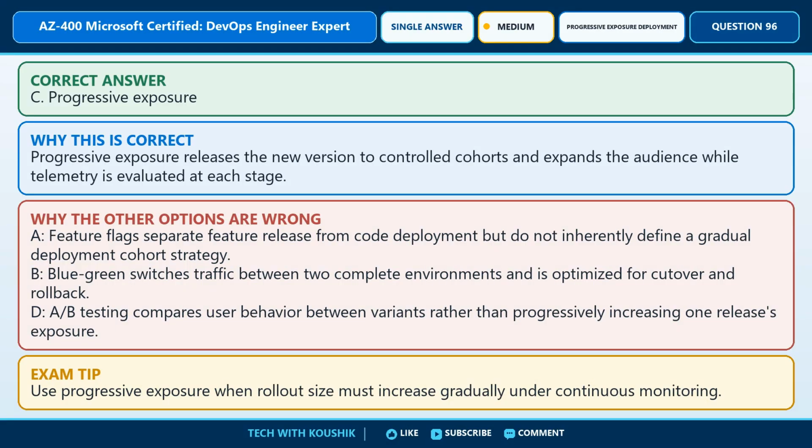The correct answer is option C, progressive exposure. Here's why. Progressive exposure releases the new version to controlled cohorts and expands the audience while telemetry is evaluated at each stage. Why are the other options not correct? A. Feature flags separate feature release from code deployment, but do not inherently define a gradual deployment cohort strategy. B. Blue-green switches traffic between two complete environments and is optimized for cutover and rollback. D. A/B testing compares user behavior between variants rather than progressively increasing one release's exposure. Exam tip. Use progressive exposure when rollout size must increase gradually under continuous monitoring.